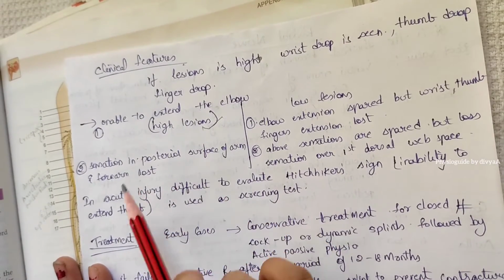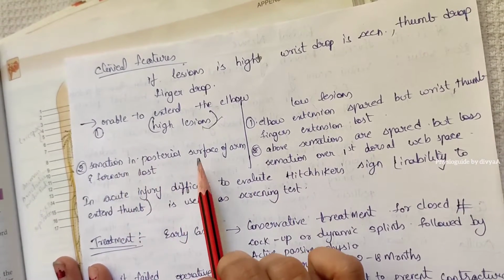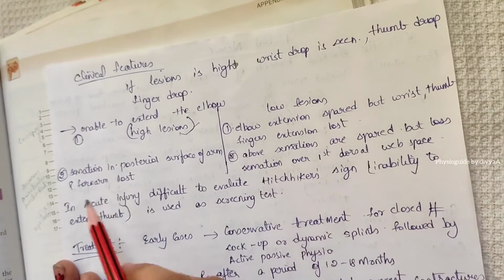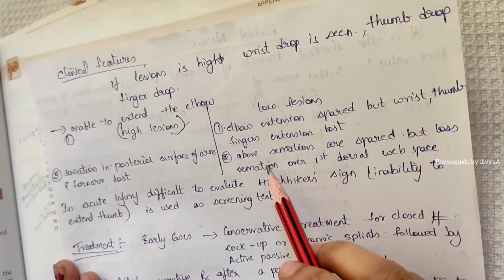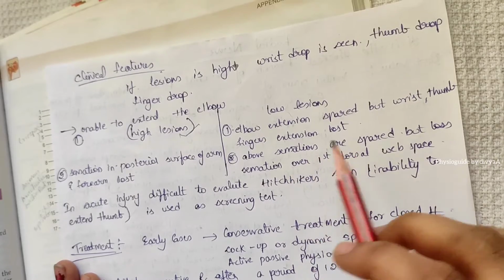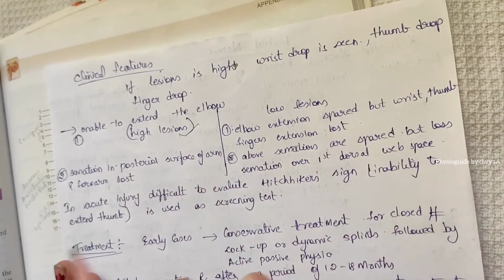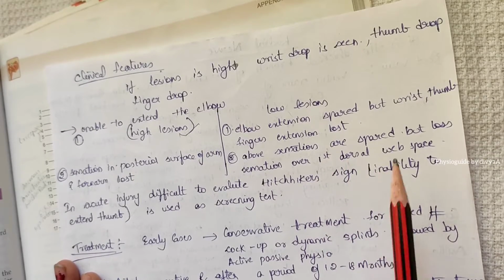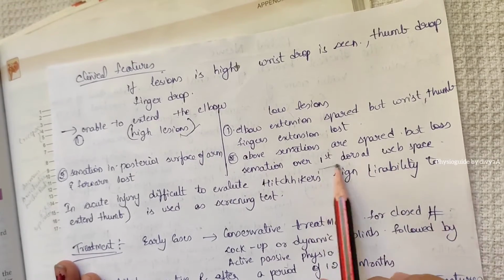Now in high lesions, sensation over the posterior surface of the arm and forearm is lost. In low lesions, those areas of sensation are spared, meaning not that much damage, but sensation is lost over the first dorsal web space. There will be loss of sensation in this area only.